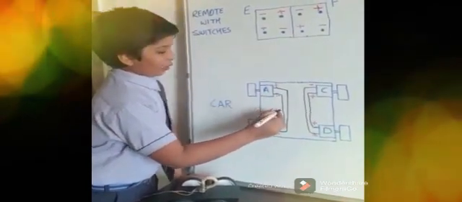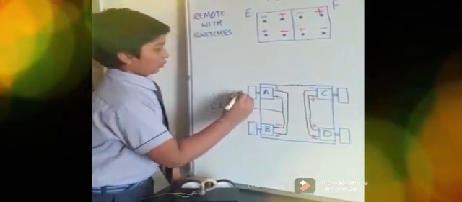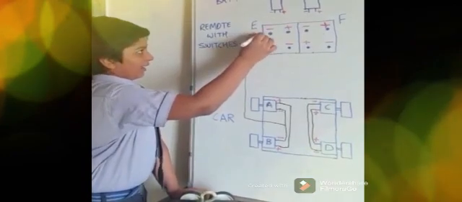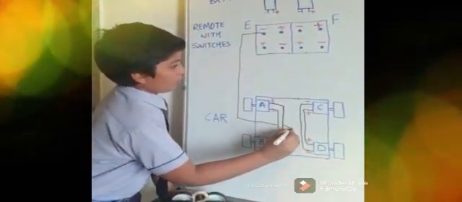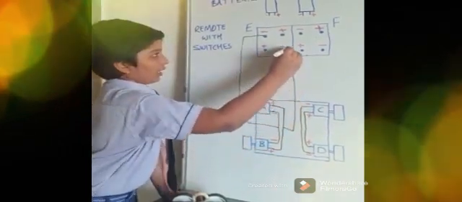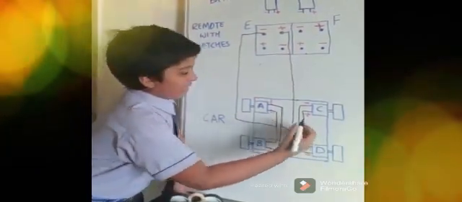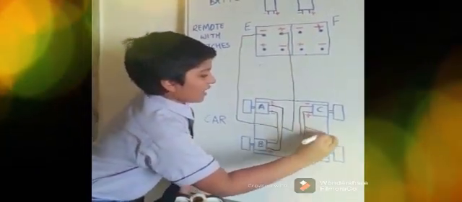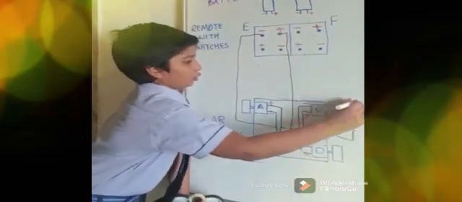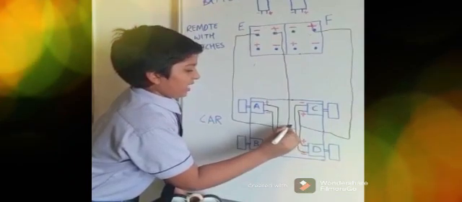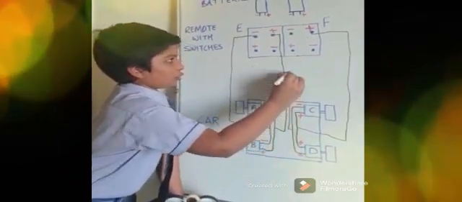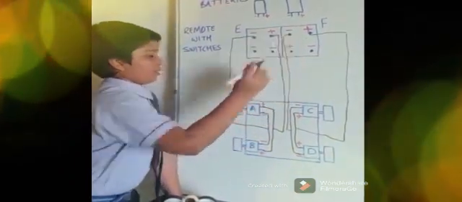After this, I connected the AB negative to the E switch negative and the AB positive to the E switch positive. After this, same with the C and D, positive of C and D to the positive of F and negative of the D and C to the negative of the F switch.